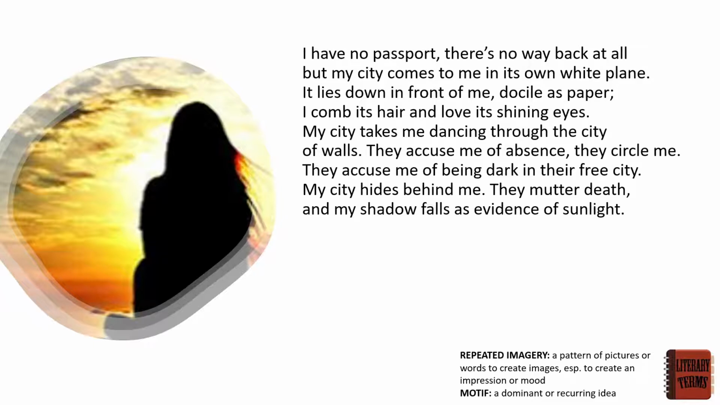I have no passport. There's no way back at all. But notice that word "but" coming up again in this poem: but my city. So she's owning her city here. My city comes to me in its own white plain. Now it's clearly a metaphor. We've got the white plain like we had the white street, so we can look at the colour imagery and the connotations of innocence and purity there again, but also this idea of a plane linking back to the passport, of something that can fly between countries and enable travel.